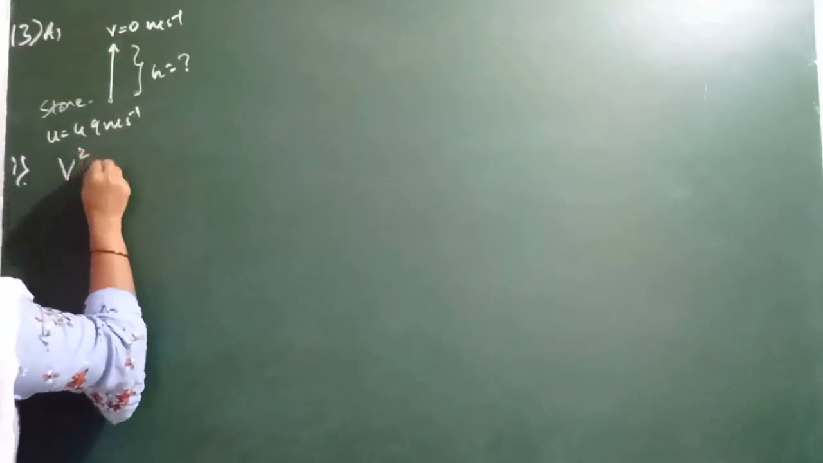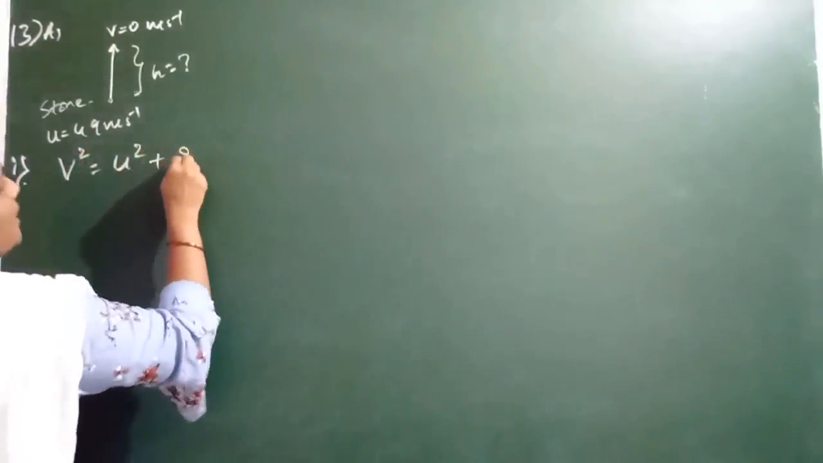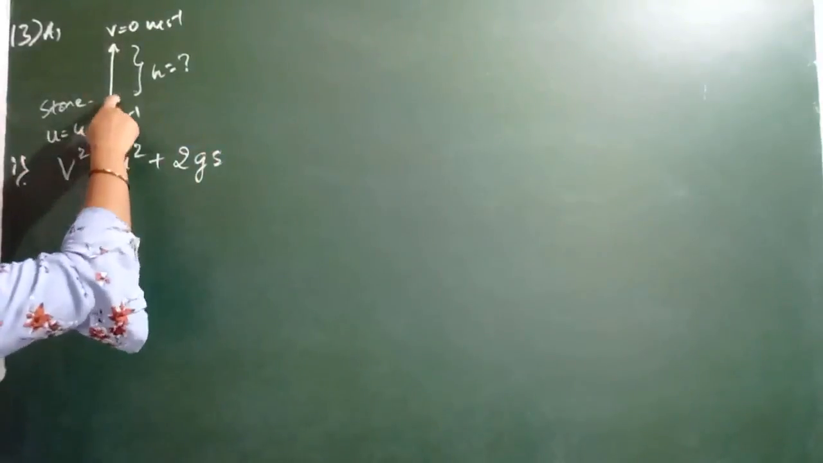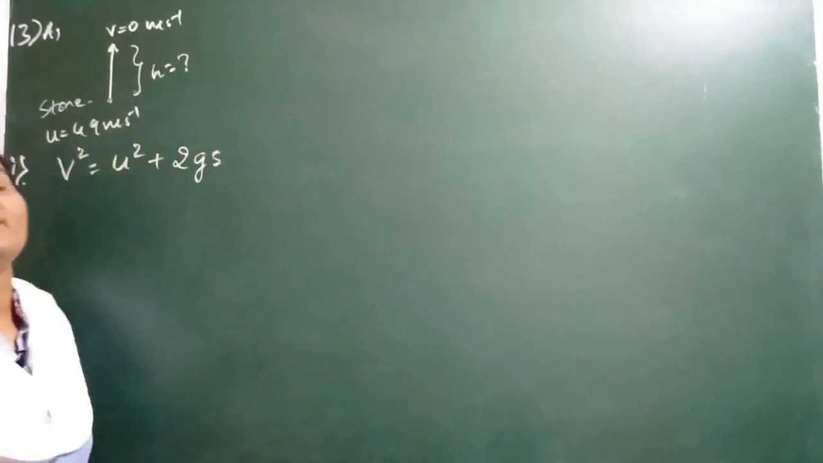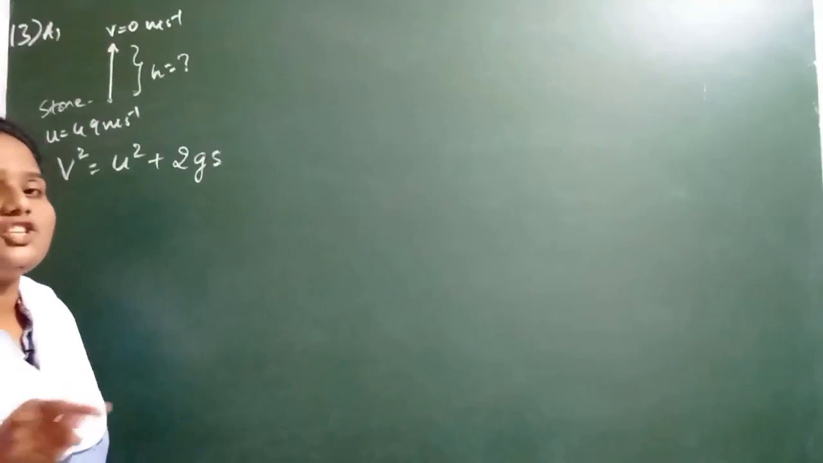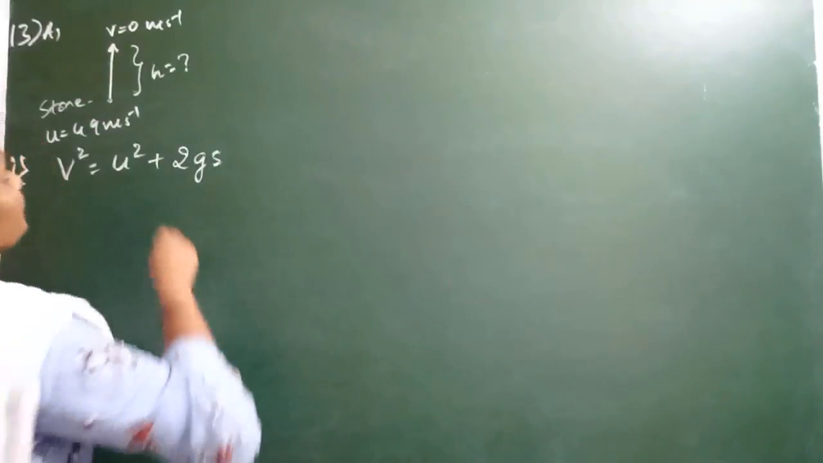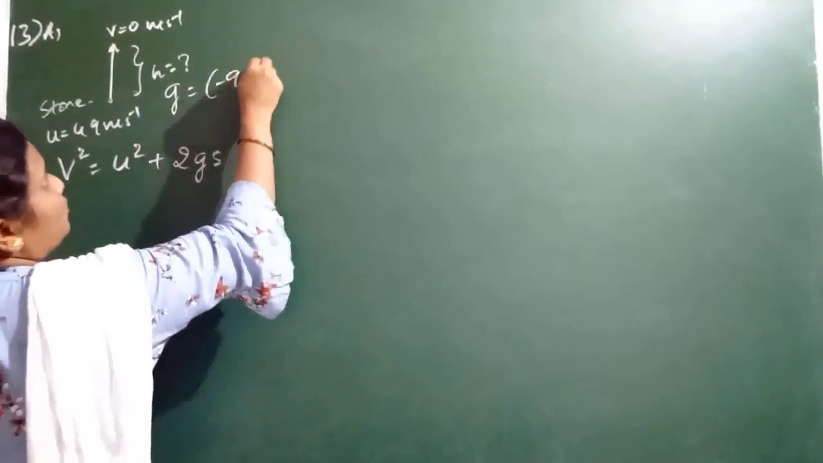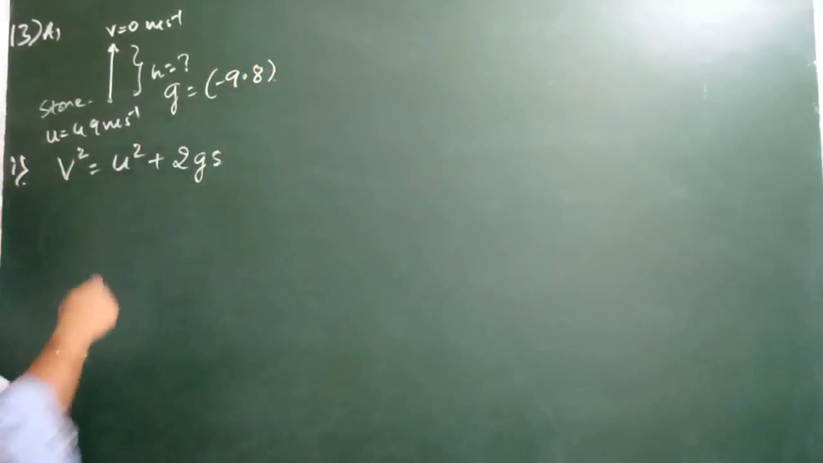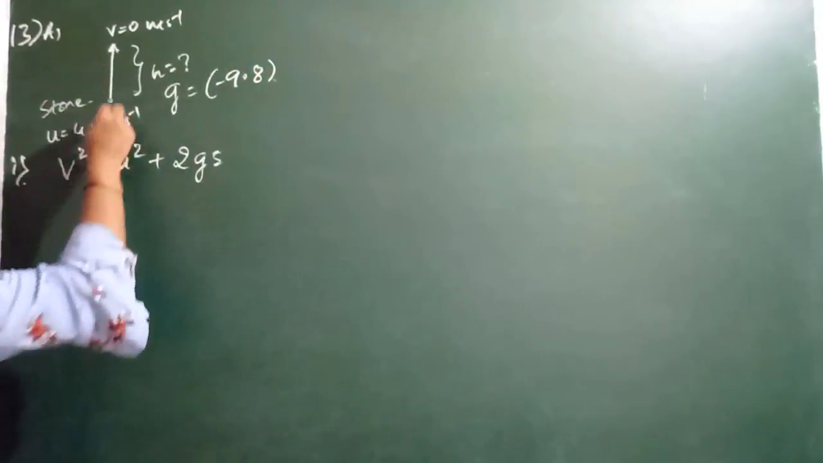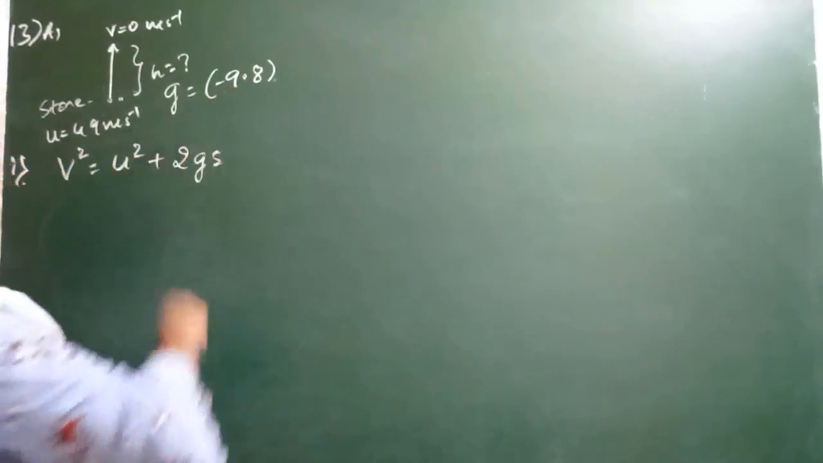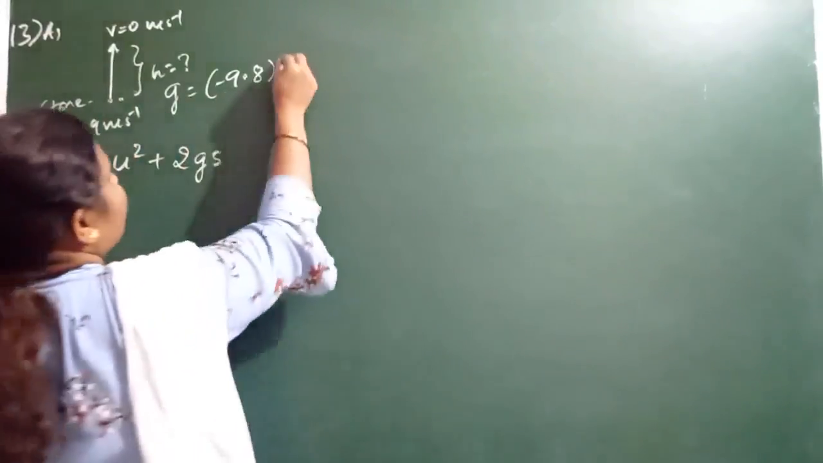V square is equal to U square plus 2GS. See, children, here the object is going opposite to gravity. Then what will be its G value or A value here? At this time, it will be negative, because it goes opposite. Downward is the acceleration due to gravity, but the object is moving upwards, so you have to take a negative sign.